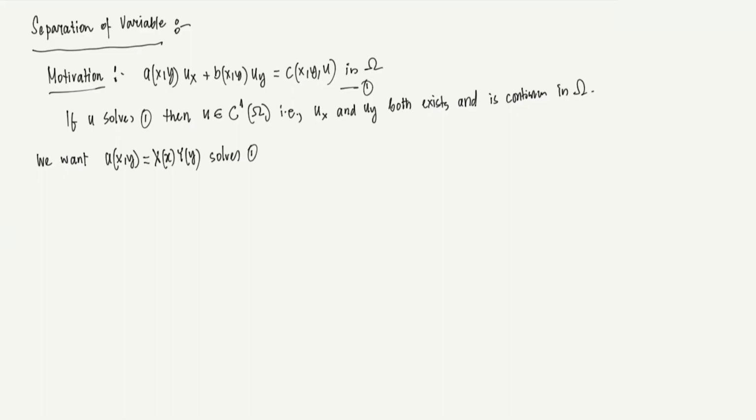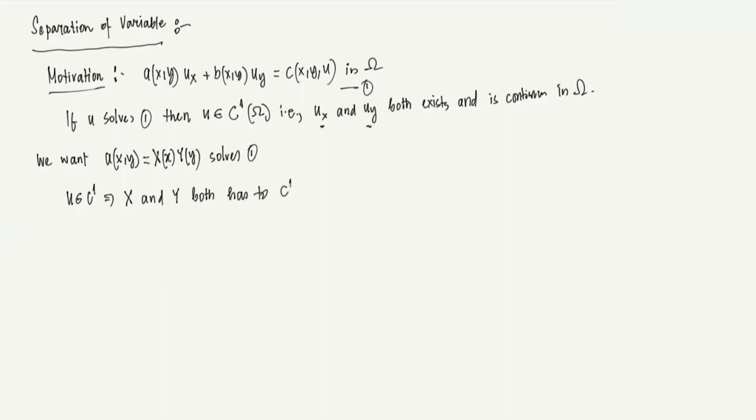Okay, so you see, if it solves 1, it means u has to be C1. Yes, it means that with respect to x, with respect to y, it has to be continuously differentiable. That will actually imply that x and y both have to be continuously differentiable.